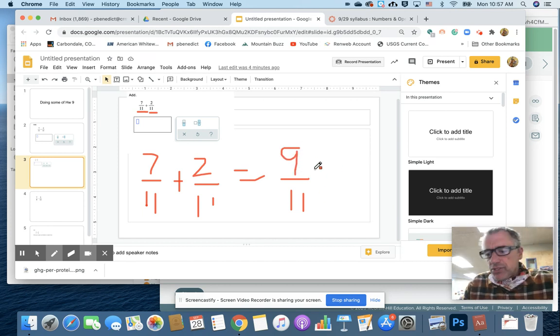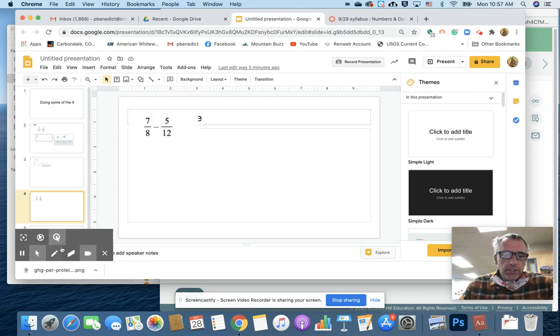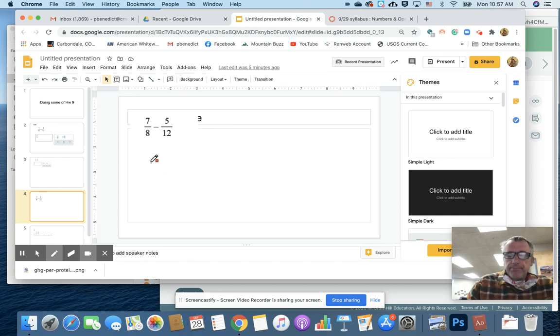And then we always check to see if we need to reduce, and 9 and 11 do not have any common factors. So then we're done. Next, we can go to this problem where we don't have a common denominator. So what we need to do is find the least common multiple, which we talked about in the last class.